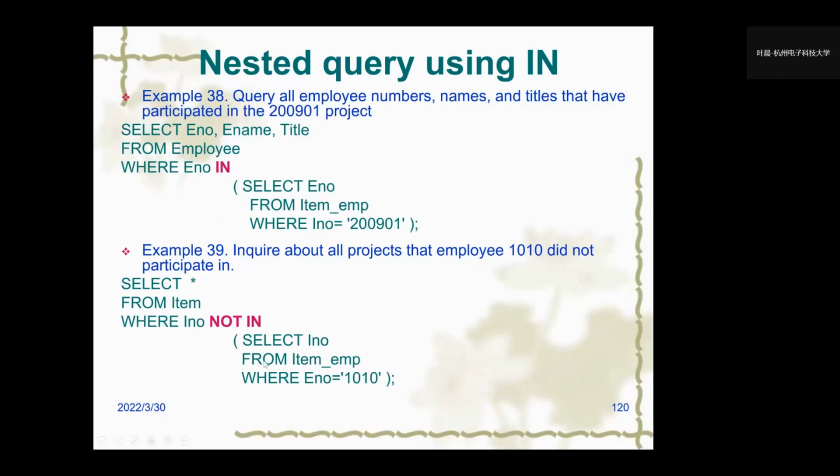So for the subquery, we use this SQL language, which means we want the project numbers in which employee 1010 participates. And if we want all the projects that this employee does not participate in, we just pick up all the information from the item table where the item number is not in the query result of this subquery. So we can obtain this information.